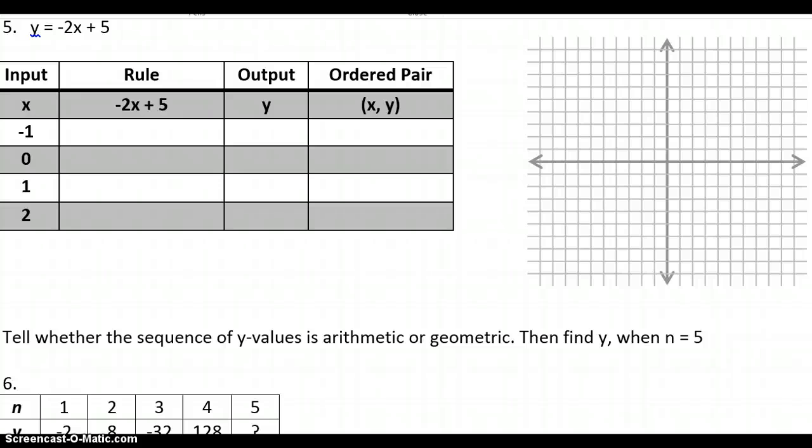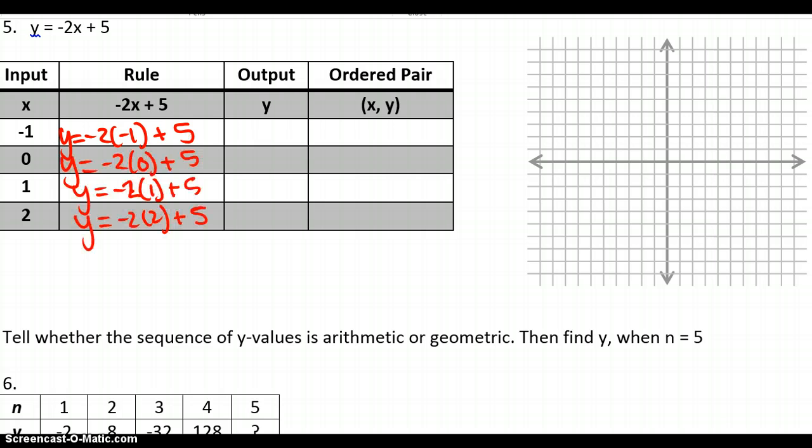Number 5, y equals -2x plus 5. y equals -2 times -1 plus 5. I'm going to pause this, fill it out so I don't waste time. Hold on 1 second. All right, that was magic.